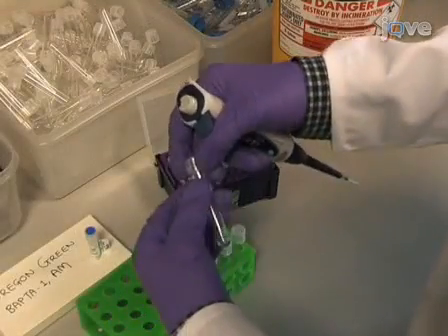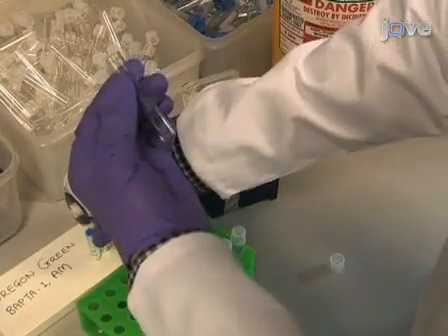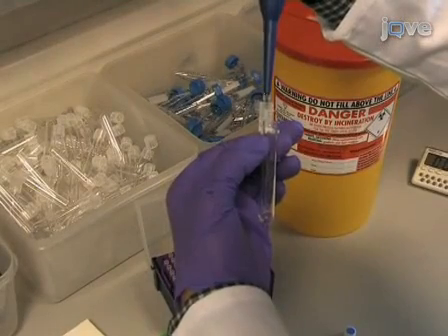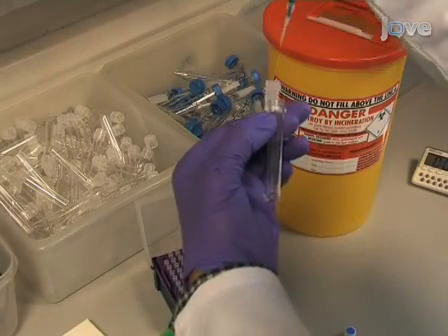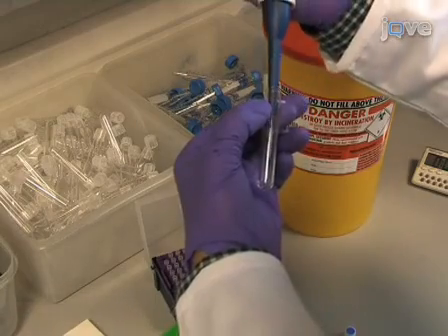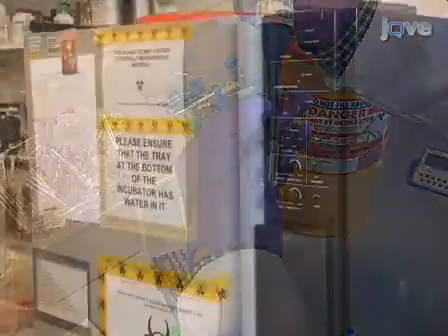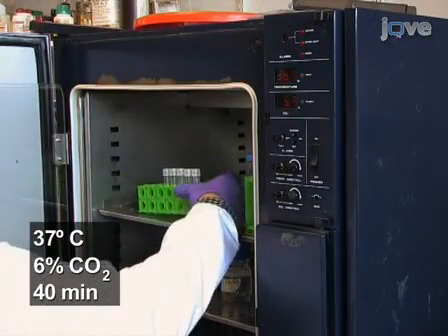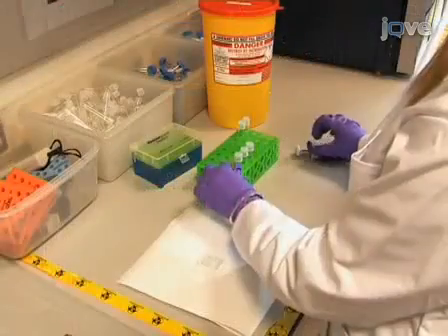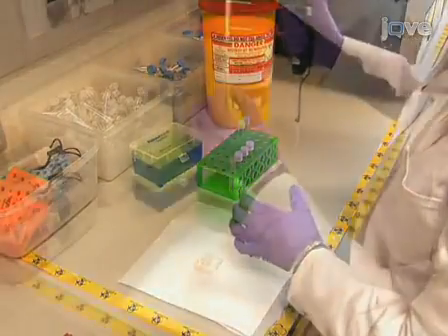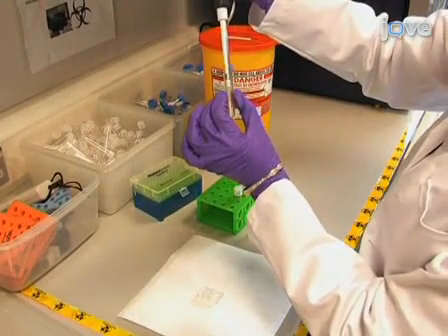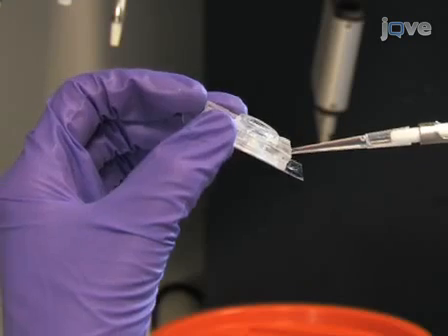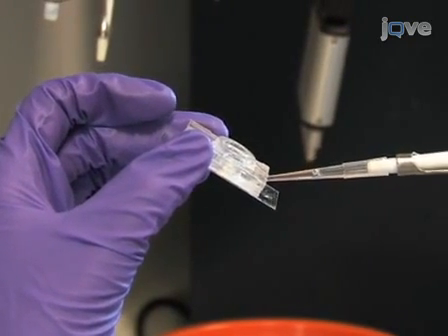For each imaging experiment, select a single tube of capacitated cells and add 1.2 microliters of 2.5 mg per milliliter calcium-dependent Oregon green dissolved in DMSO for a final concentration of 10 micromolar. Incubate the tube for 40 minutes at 37 degrees Celsius and 6% carbon dioxide. Using a 200 microliter pipette with a P200 tip, remove all of the solution from the tube. Completely fill the chamber by gently injecting into the inflow port.